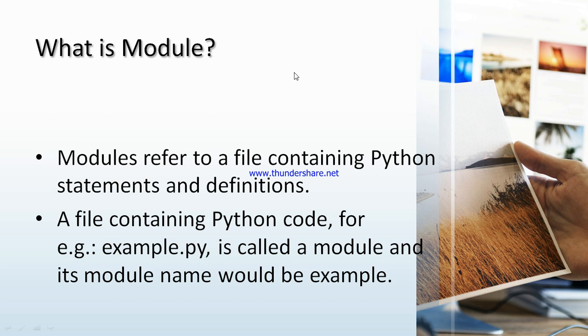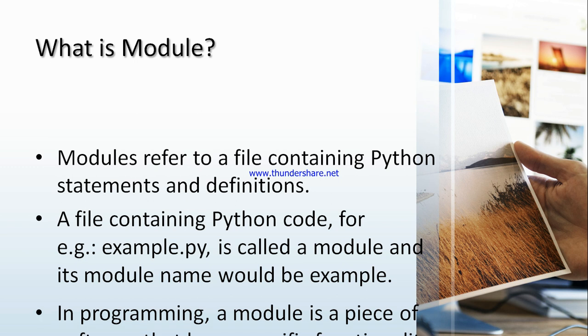So what is a model? Generally, a model refers to a file containing Python statements and definitions, or else you can say a file containing Python code. For example, example.py is called a model, and its model name would be example. So the information conveyed in Python programming is that it refers to a file containing Python statements and definitions. There will be statements and definitions already written, and whenever you want you can invoke or import them through the import keyword and use them for your application. For whatever purpose you want, you can use the model. I'll show the example also.